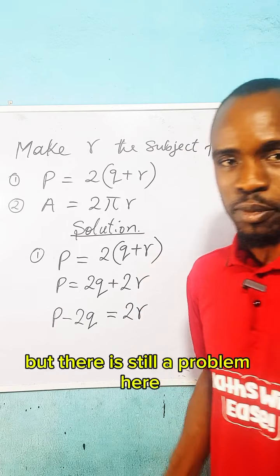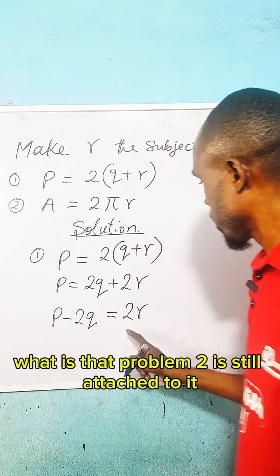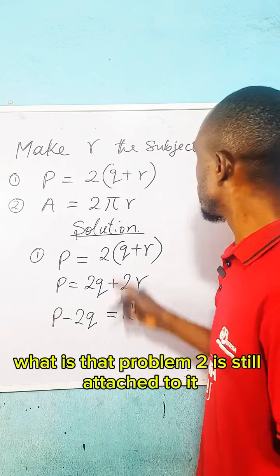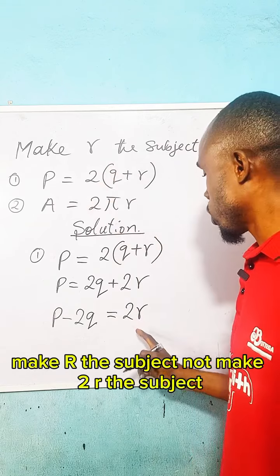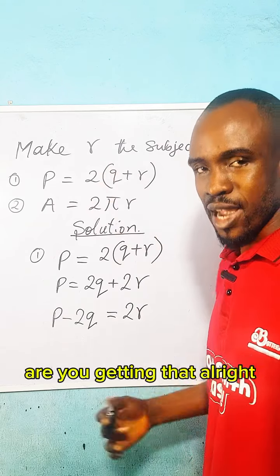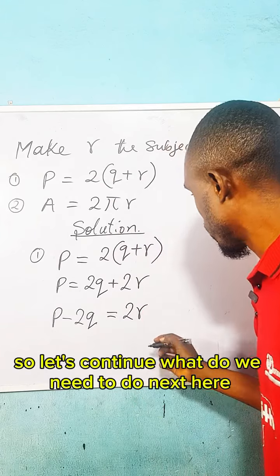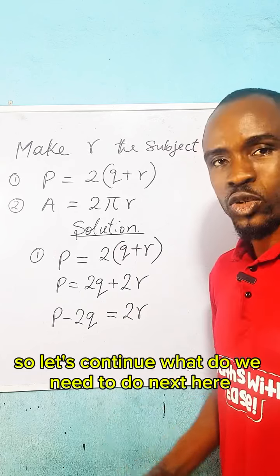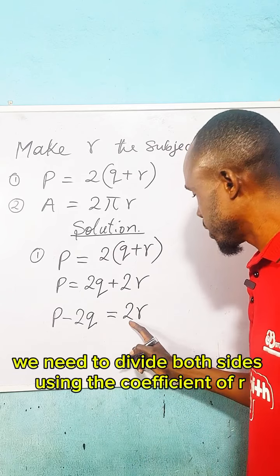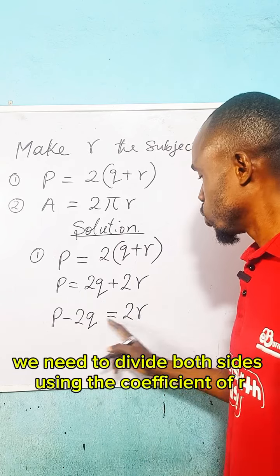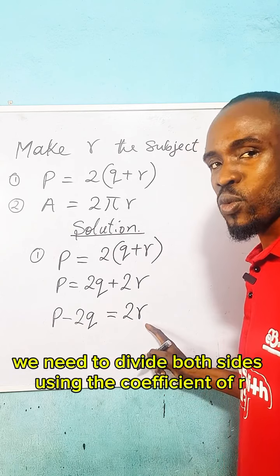But there is still a problem here. What is that problem? 2 is still attached to it. Make R the subject, not make 2R the subject. Are you getting that? Alright, so let's continue. What do we need to do next here? We need to divide both sides using the coefficient of R, which is 2.